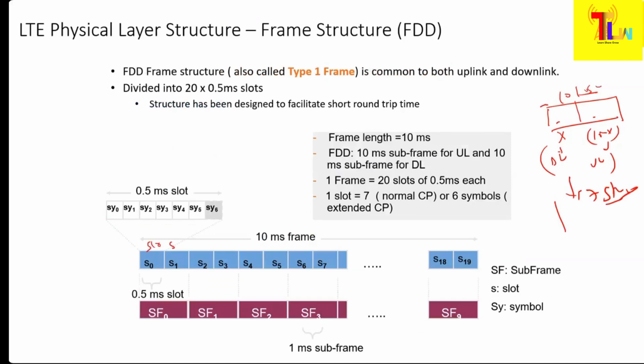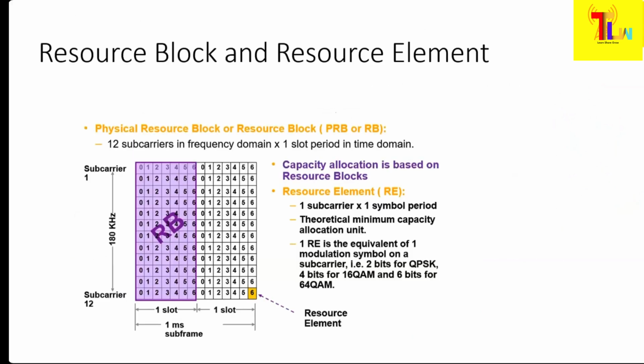Okay, so let's discuss the symbol. This is basically our one millisecond, that is one subframe. Under 1 millisecond we have 0.5 millisecond and then 0.5 millisecond, and this we call a slot. This is one slot and this is one slot. Then there is a definition of resource block.